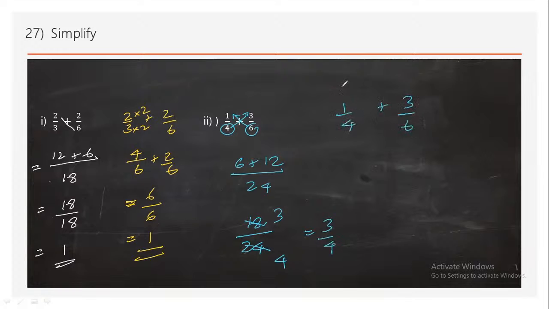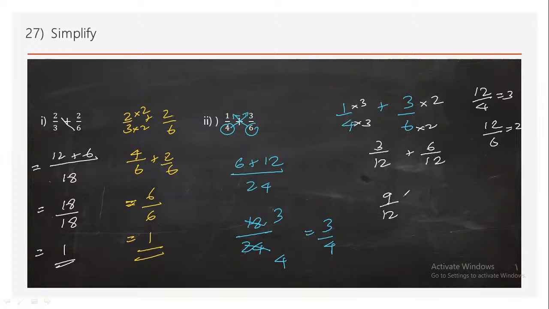The other method, 1/4 plus 3 over 6 converted to a common denominator. LCM is 12, right? The number which is divisible by 4 as well as 6, that is 12. 12 divided by 4, that is 3. Then this is by 3, this is by 3. 12 divided by 6, that is 2. This is by 2, this is by 2. 3 over 12 plus 6 over 12. That is 9 over 12. How many threes here? 3. How many threes here? 4. 3/4 is the answer here.